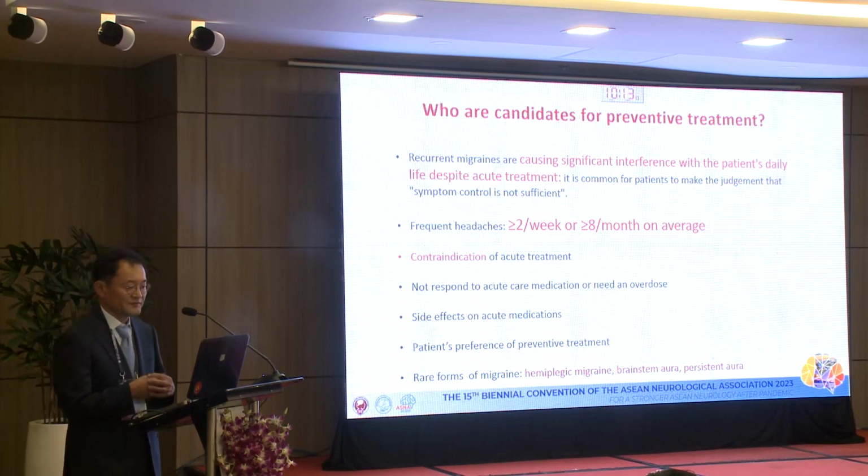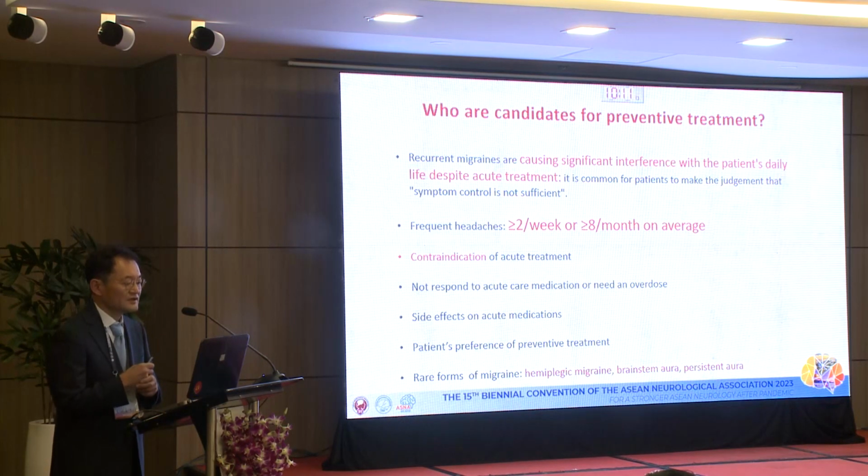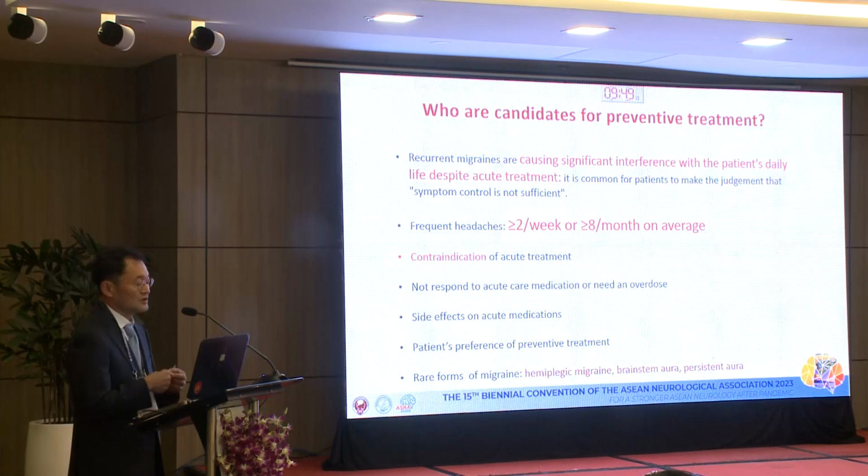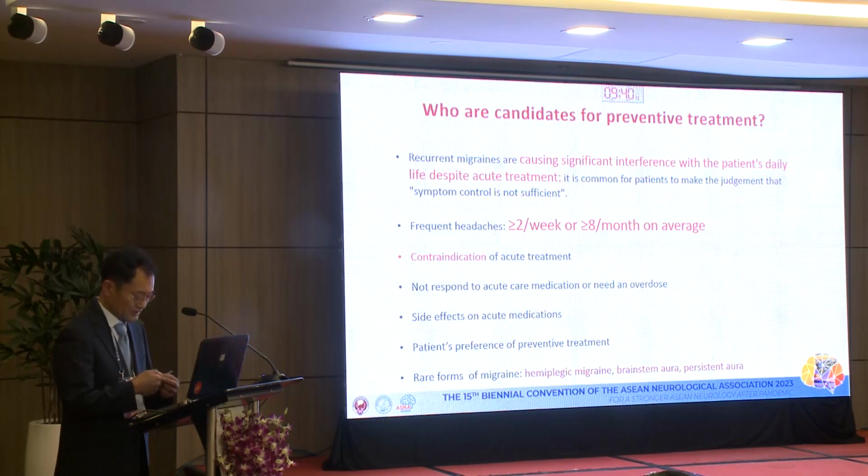Who are candidates for preventive treatment? Recurrent migraine causing significant interference with the patient's daily life despite acute treatment. It is common for patients to judge that symptom control is not sufficient. Frequent headache, 2 or more headaches per week or 8 or more headache attacks per month on average. Contraindication to acute treatment, such as cerebrovascular disease, and non-response to acute medication or need to overdose, side effects, patient preference, and a rare form of migraine.